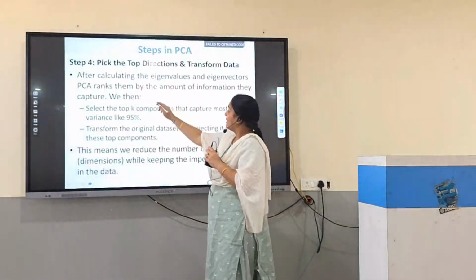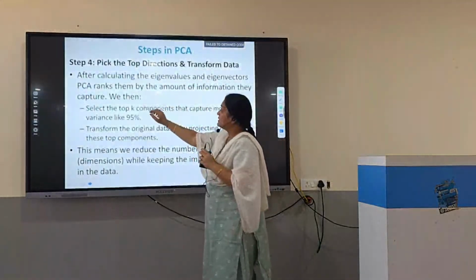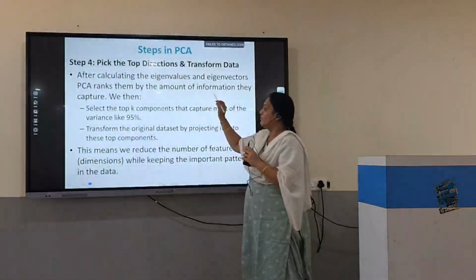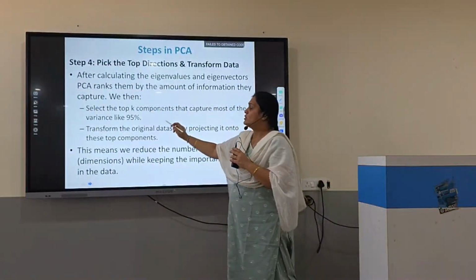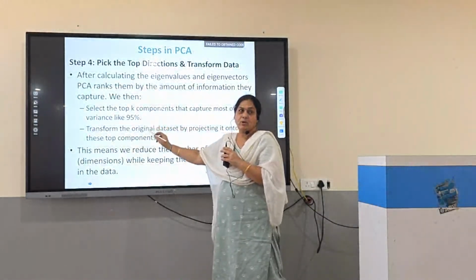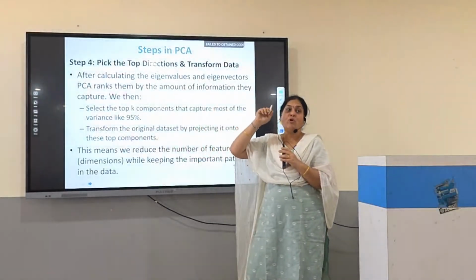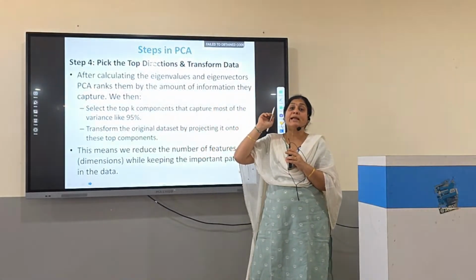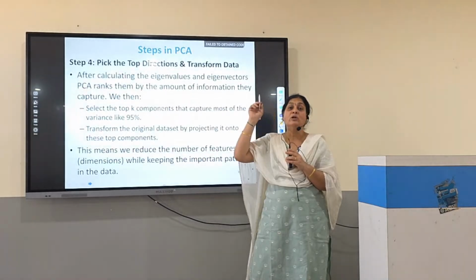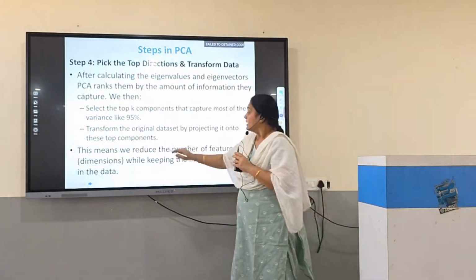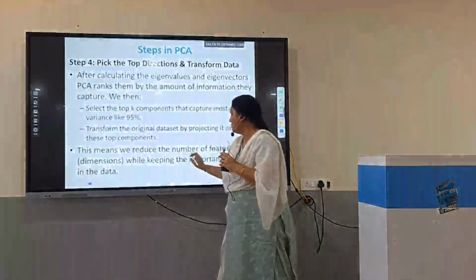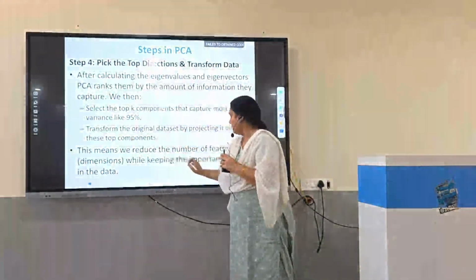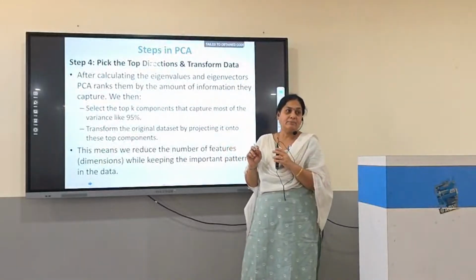Okay, so after calculating the eigenvalues and eigenvectors, PCA ranks them by the amount of information. Select the top k components that will capture the most weight, like 95%. The top 4 PCs will capture 95% of the information from the original data set. Transform the original data set by projecting it onto the top components. This means we reduce the number of features while keeping the important patterns in the data. Yes or no?